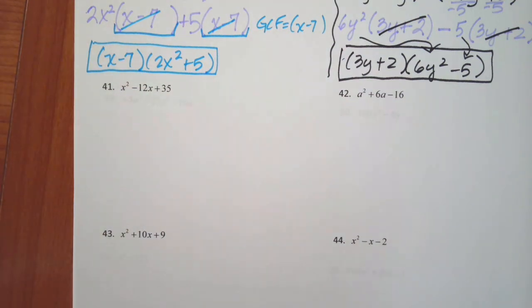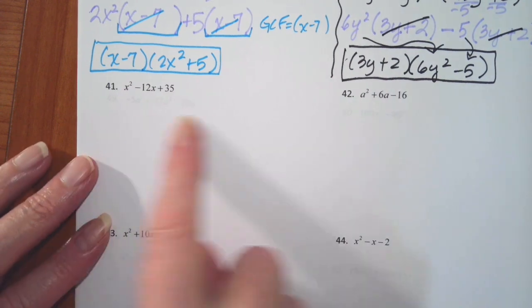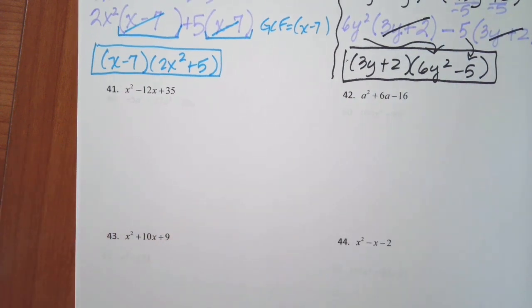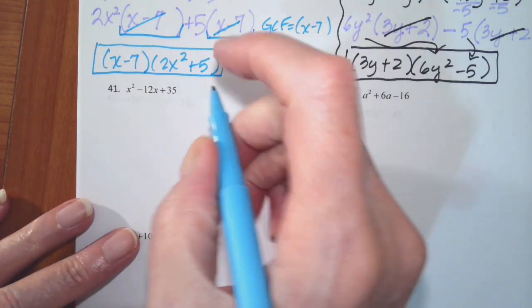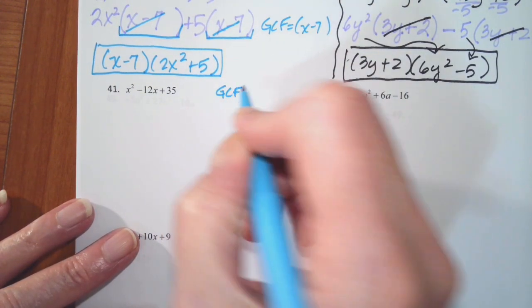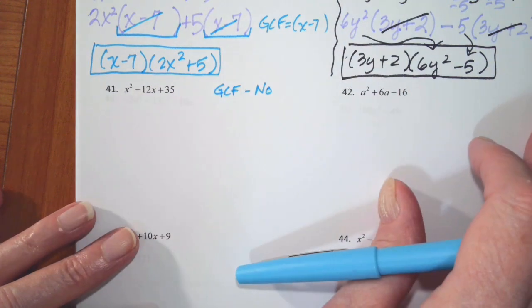Okay, let's continue with factoring. All right, so now I'm in the territory of 3 terms. But still the first thing I have to do is look at all 3 terms and look for a GCF. And there isn't one. There's nothing in common to all 3 terms.